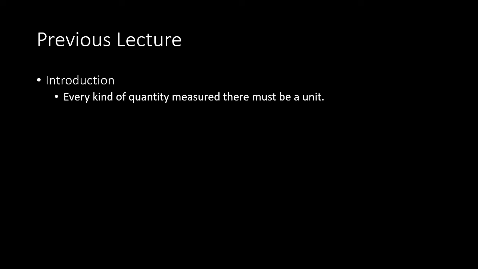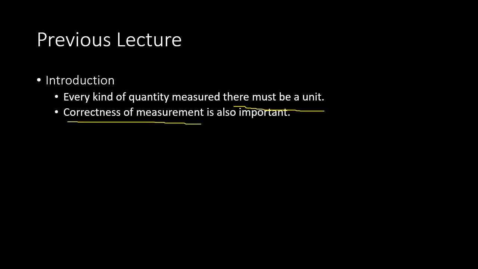Every quantity that we want to measure, there must be a unit, and this unit should not be followed only by the person who is taking the measurement. It should be followed universally. The correctness of the measurement is important. So only taking measurement is not sufficient, but we as a scientist or engineer should also bother about the correctness of the measurement.